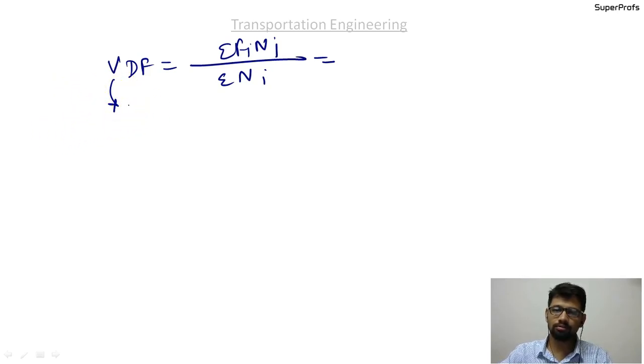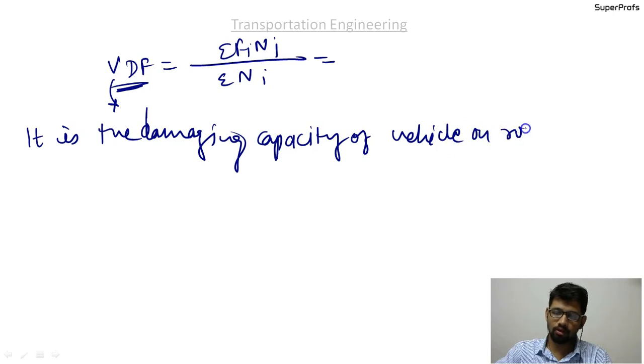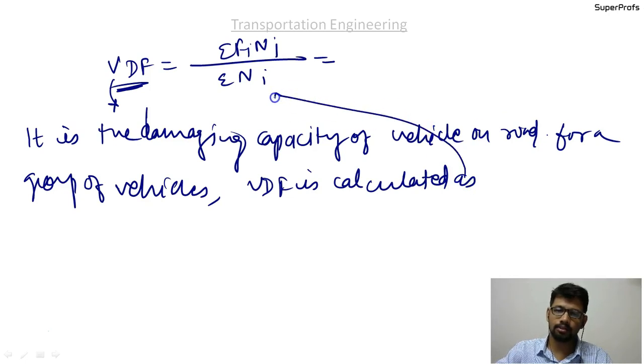You please write it down yourself: for a given group of vehicles, it is calculated in this way. I'll write down: it is the damaging capacity of a vehicle on the road for a group of vehicles, and VDF is calculated this way.